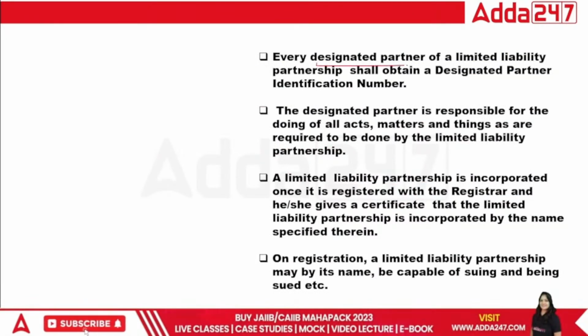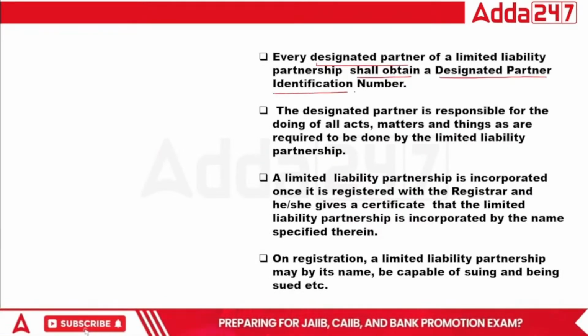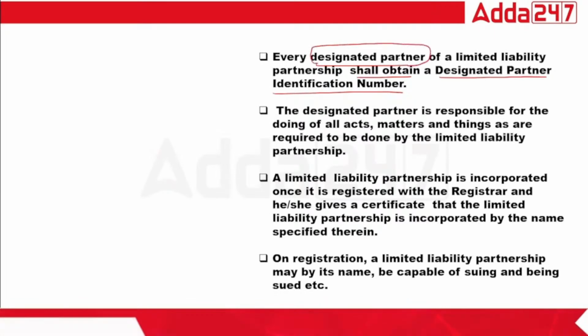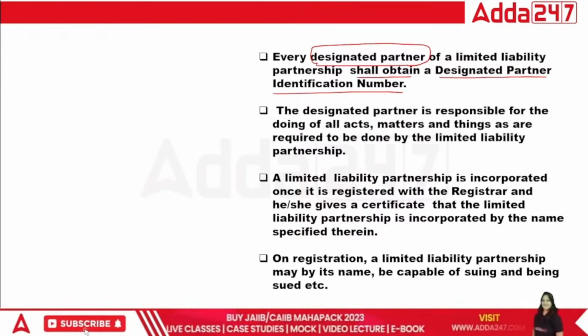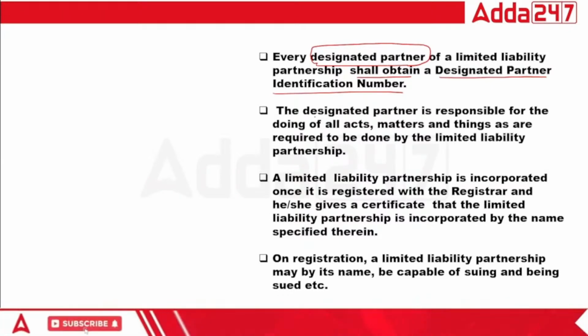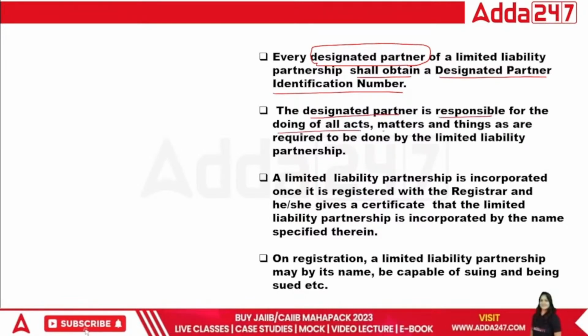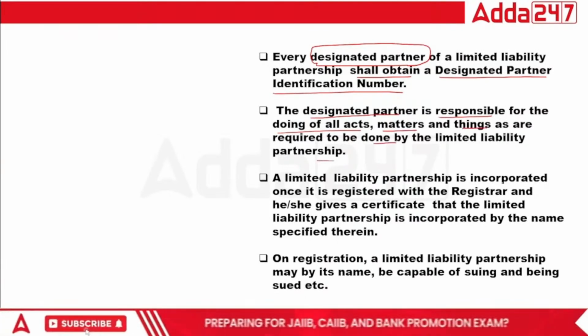Every designated partner of a LLP shall obtain a designated partner identification number, just like the director. Just like, class, the director, because in the company we have read that the director needs a director identification number. So the same thing will be applied to the designated partner identification. The designated partner is responsible for all acts, matters and things that are required to be done by the LLP. The LLP is incorporated once it is registered with the registrar.